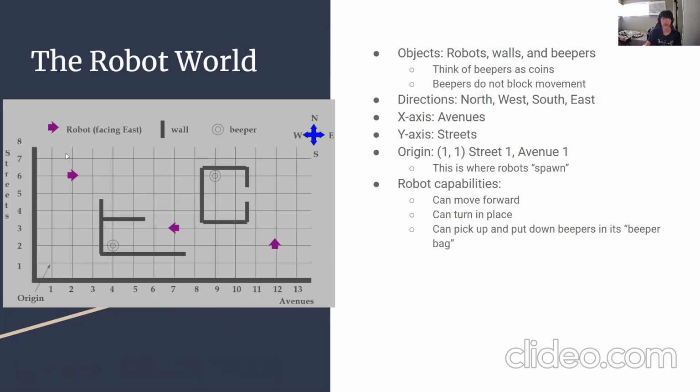Of course, you could also create robots at different places. I could say that this robot will be created at Street 6, Avenue 2, and it will be created right here, and it's also facing east.